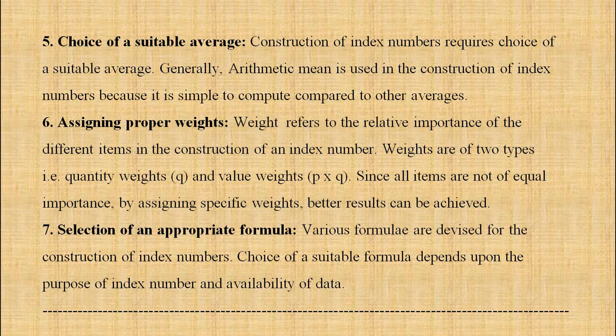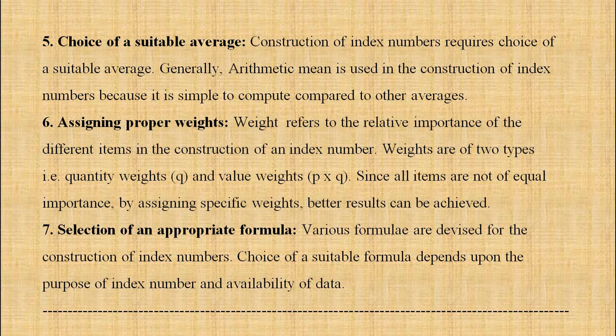Next, choice of suitable average. Construction of index numbers requires choice of a suitable average. Generally, arithmetic mean is used in the construction of index numbers because it is simple to compute compared to the other averages. Next, assigning proper weights.